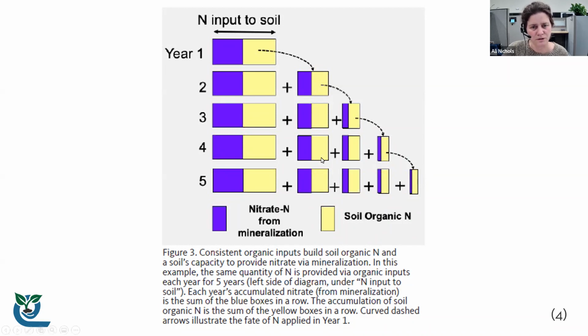Here, this is a great visual on how to think about and account for plant available nitrogen that will be available for future cropping seasons from your yearly additions of organic amendments.